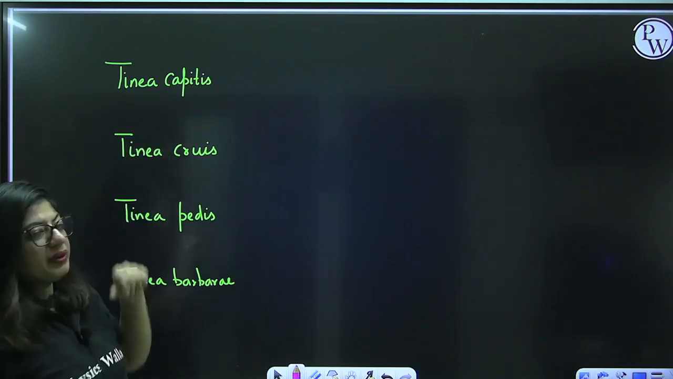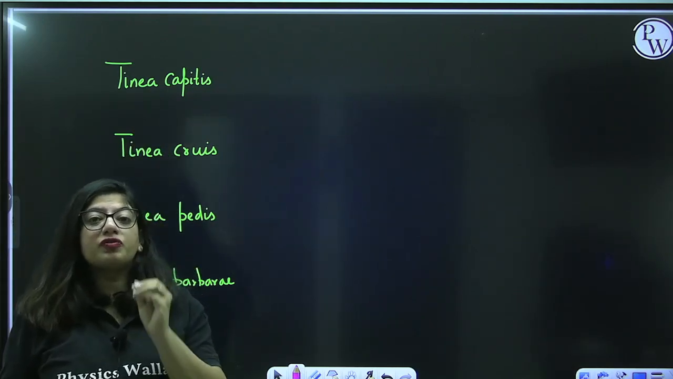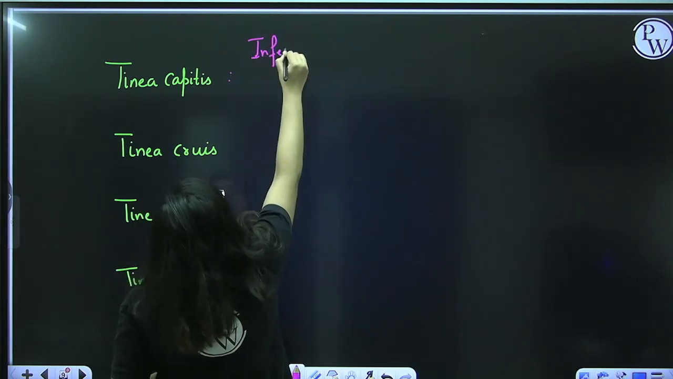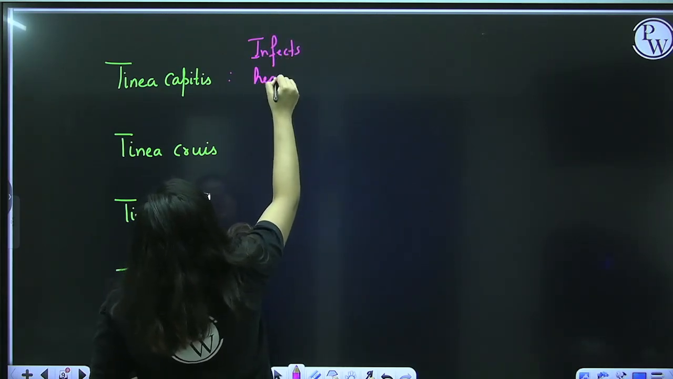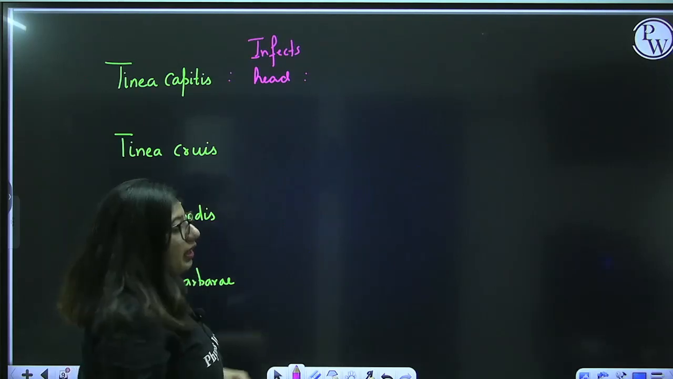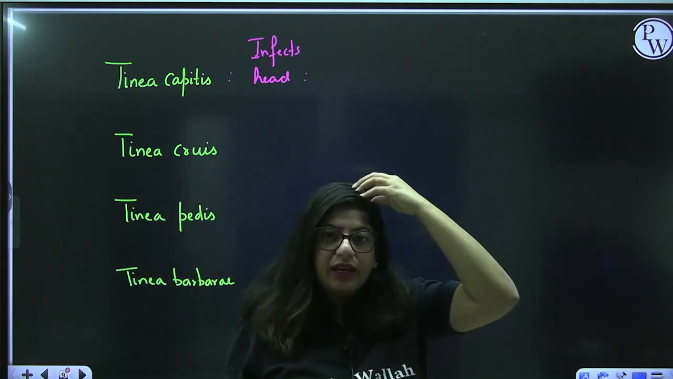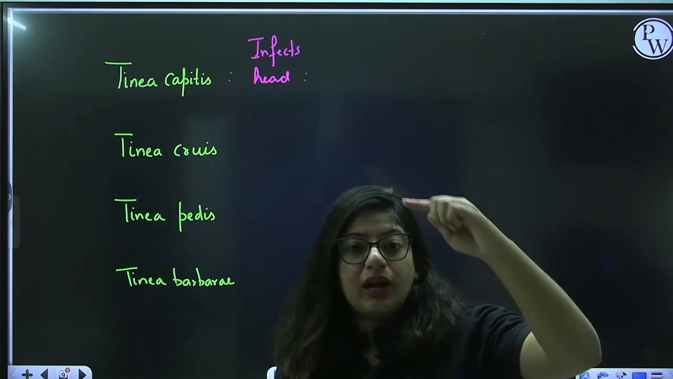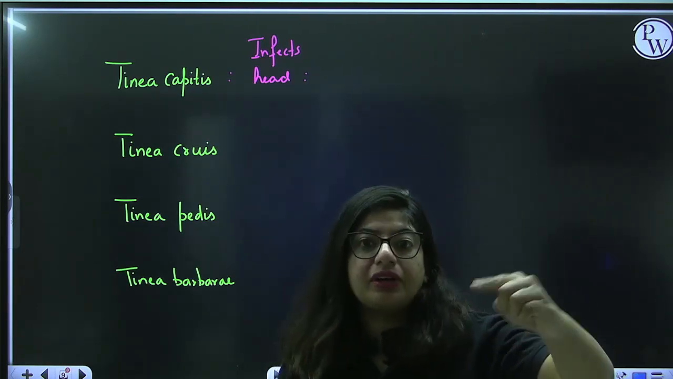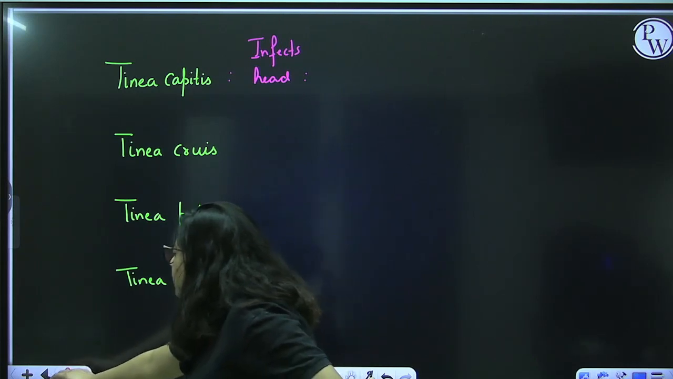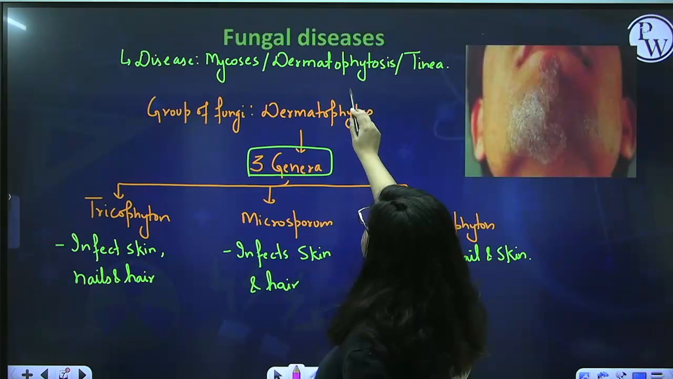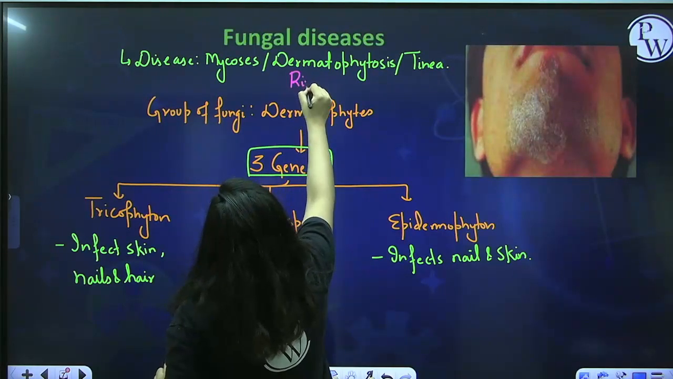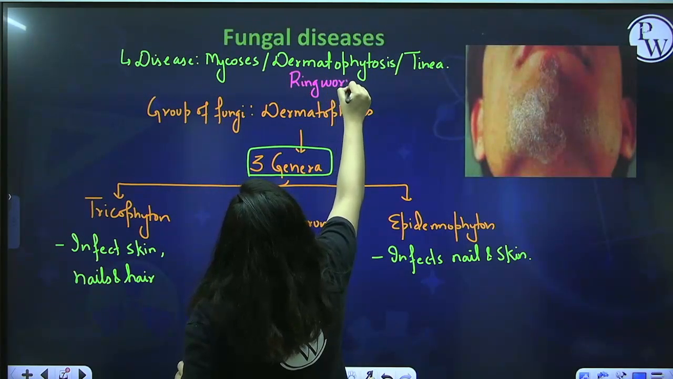First is tinea capitis. The word caput is always used for head. So this one infects which organ? It infects the head. If it infects the head, what is present on the head? Hair. So wherever you get the fungal infection, it will appear in the form of a round ring. That's why the fungal disease, apart from mycosis, dermatophytosis or tinea, is also known as ringworm, not roundworm, ringworm.